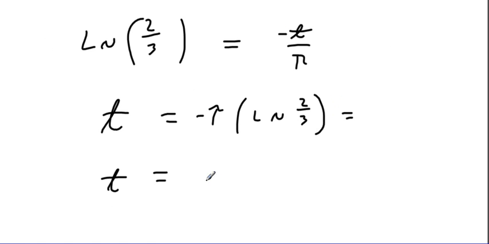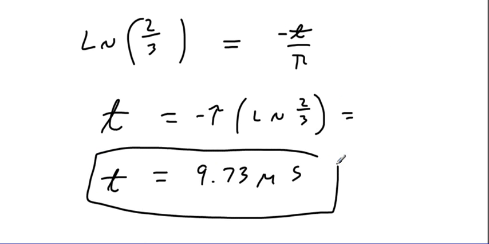And I put it in my calculator and I get 9.73 microseconds. And that's going to be the time it takes the resistor to get to 16 volts. Okay, so that's 44. Next we're going to do number 50.